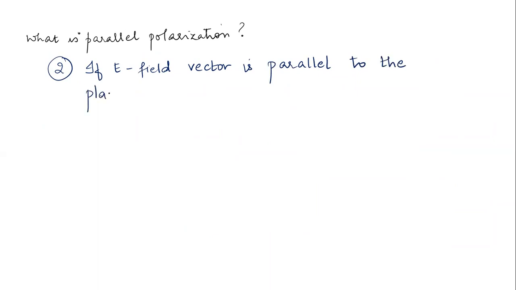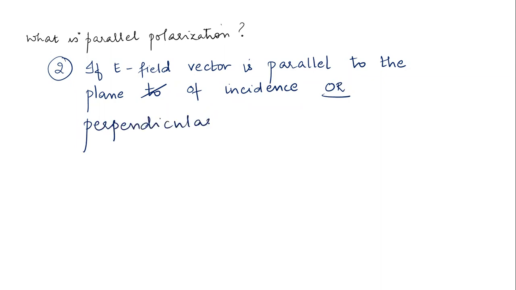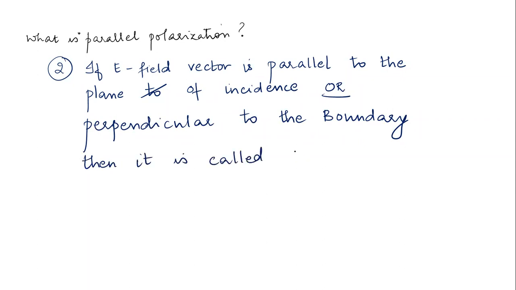So you write that if the electric field vector is parallel to the plane of incidence, or it is perpendicular to the boundary, then it is called parallel polarization. So this is very, very important. This is one line we have to write. That's all. No other statement will come in the entire derivation. So this statement should be written. This is called as parallel polarization.